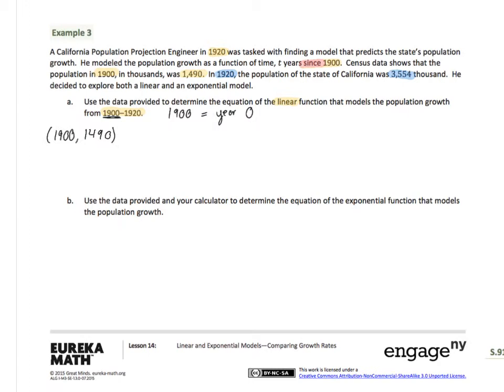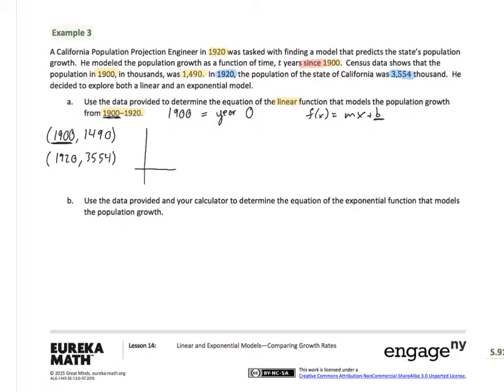1490. And in 1920, so 20 years later, I had a population of 3,554. Perfect. So linear functions are always looking like this: f of x equals mx plus b. And let's go ahead and make that x a little bit better. There we go. So if I want to find b, and I know that I'm using the year 1900 as my year 0, let's draw that.